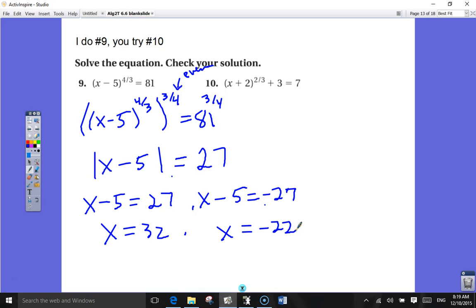And you can go back up and substitute them, right? If I put in 32 for x here, 32 minus 5 is 27. 27 to the 4/3 would be 81. If I put in negative 22, I'm going to get negative 22 minus 5 is negative 27. The 3rd root is negative 3. Negative 3 to the 4th is positive 81. So those are both answers. So you only have to worry about that when that denominator is even. If it's odd, you don't have the same issues.